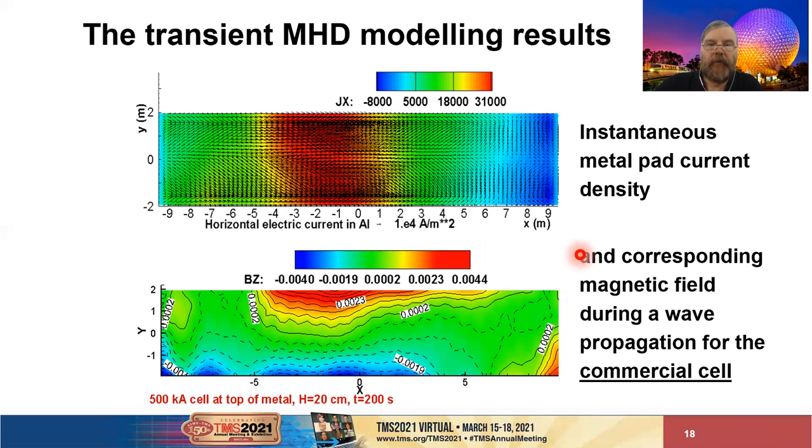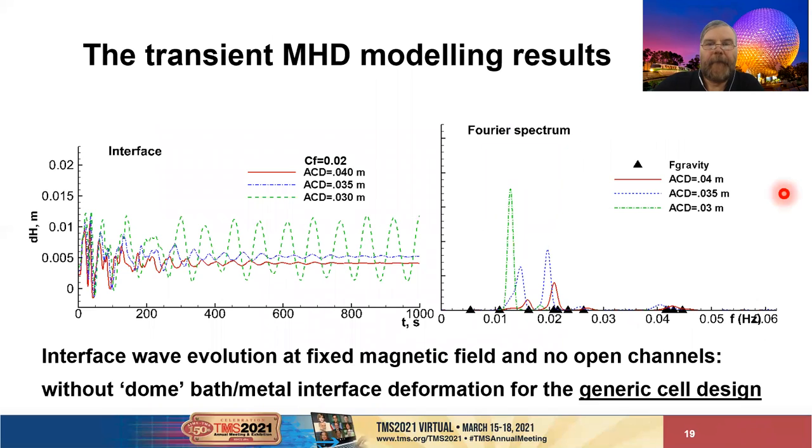Now we will shift to transient analysis reporting full results. So we are here presenting the generic cell case, which is the one in the paper. For this situation, we have no recalculation of the magnetic field and no open channel, so no dome shape. You ran the simulation for 1,000 seconds with a time step of 0.25 seconds. That means you have 4,000 time steps for this run.